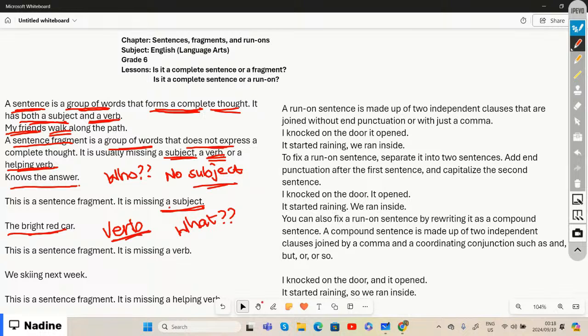It does not express a complete thought. It is missing a verb. There is no verb, there is no action. It does not tell us what the car is doing. It's not telling us the car is driving off, the car is speeding, the car is rolling, nothing.